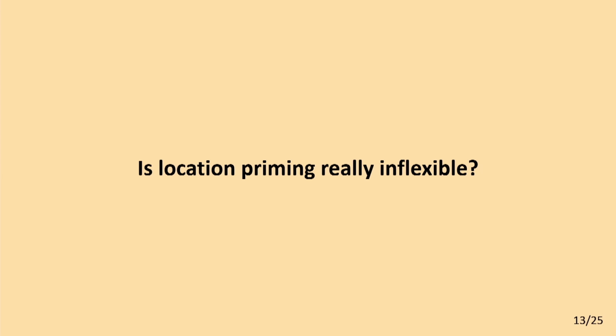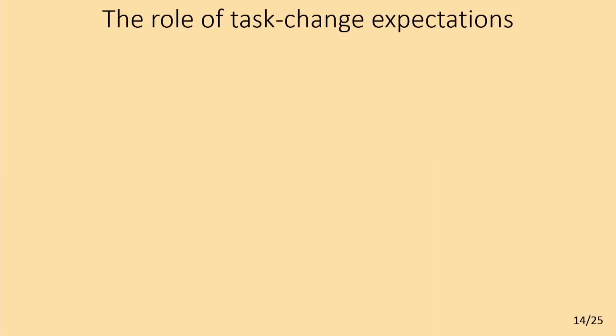So should we conclude that location priming is entirely inflexible? If you think about it, in many real-life scenarios, we know in advance that our task is going to change. So our next question was, if I know that my task will change, do I still attend to the previously selected locations? We manipulated task expectations in 2 experiments.